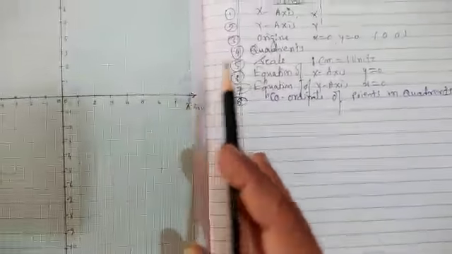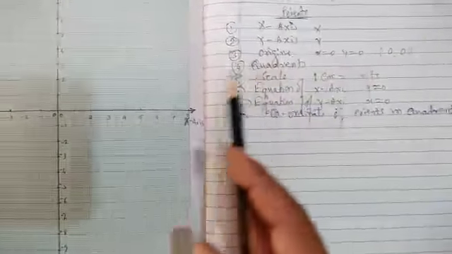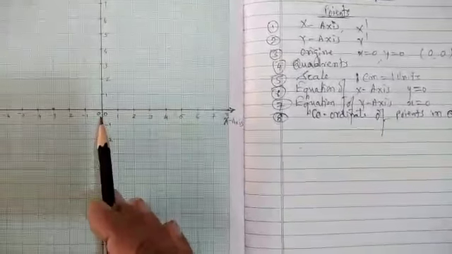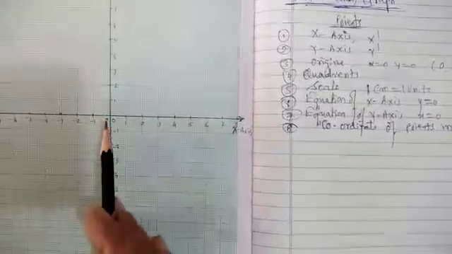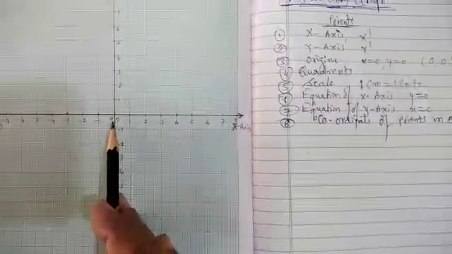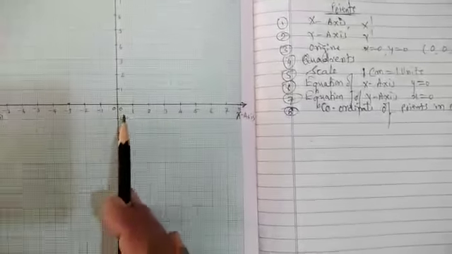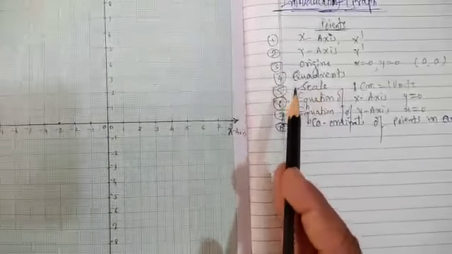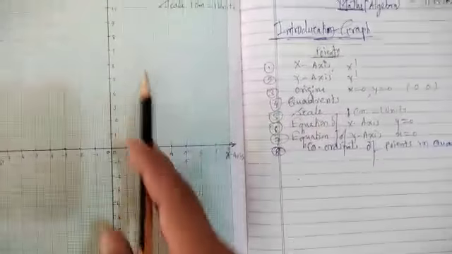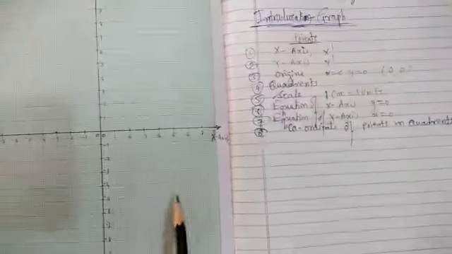So now look at, this is the origin. The coordinate of x and y axis is 0, 0. We call it the origin. X is equal to 0, y is also equal to 0. Now another point is quadrant. First quadrant, second quadrant, third quadrant and fourth quadrant.